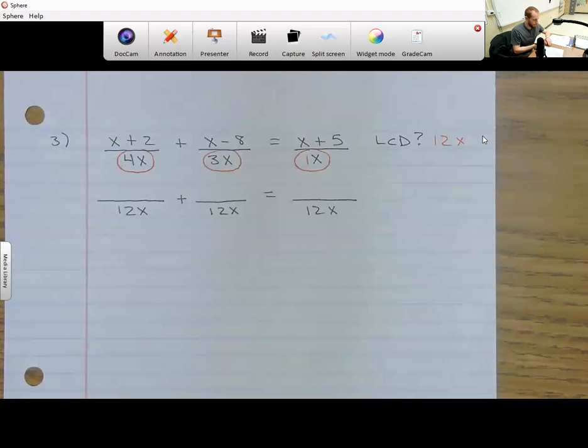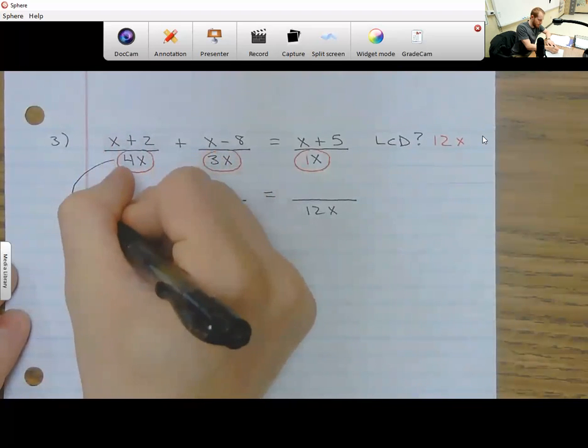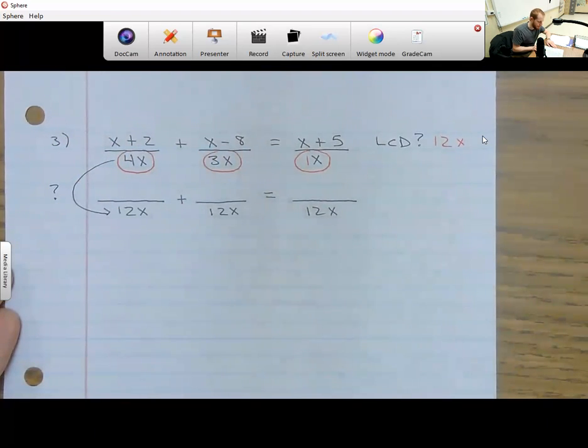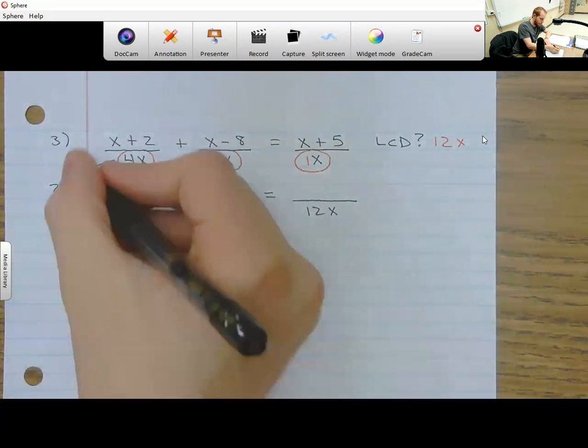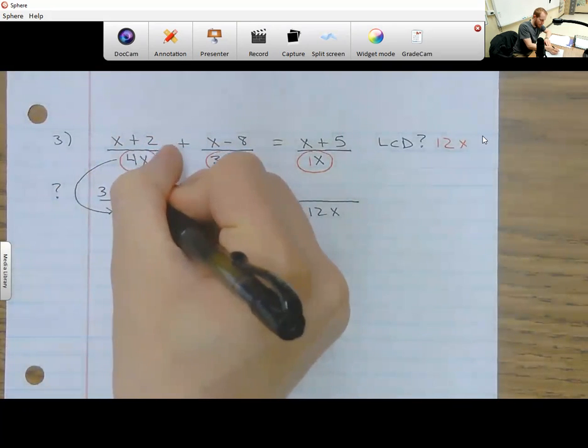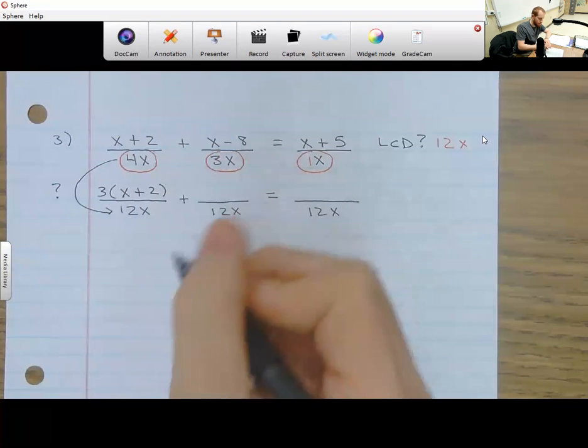Well, how do I get from 4x to being 12x? What can I multiply 4x by to get to 12x? Well, I would have to multiply by 3, right? So that means I need to multiply everything at the top of that fraction by a 3. So I'm going to multiply everything at the top by 3. So this x plus 2 just got multiplied by a 3.